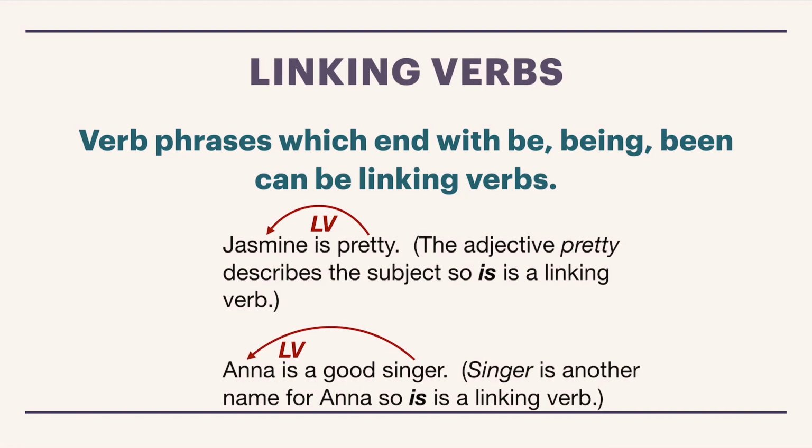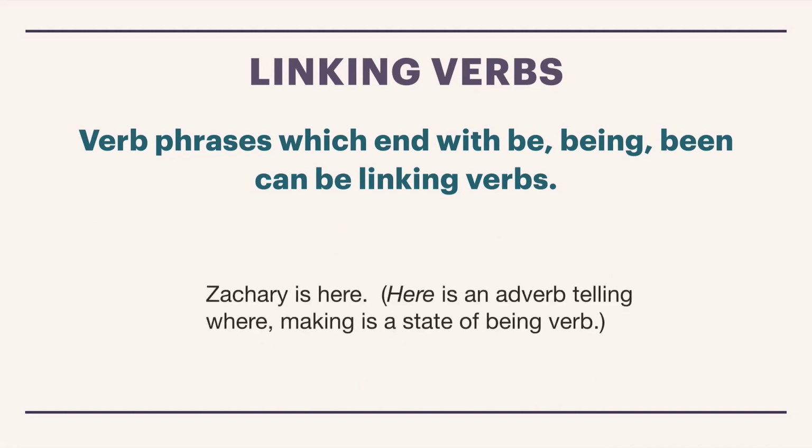Now there's a test that we can always use for this, and it's based off of math: the equal sign. If we say Jasmine equals pretty, then yes, that works. Or Anna equals singer, that works. So linking verbs basically rename, or tell us something is equal to another thing. Now, Zachary is here. Here is an adverb telling where. Where is Zachary? He is here, making it a state of being verb. It's not a linking verb here, because here is an adverb.